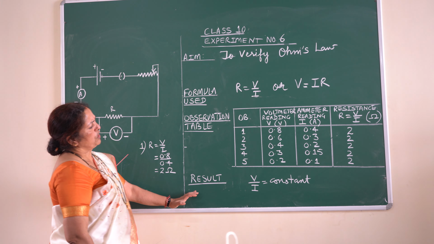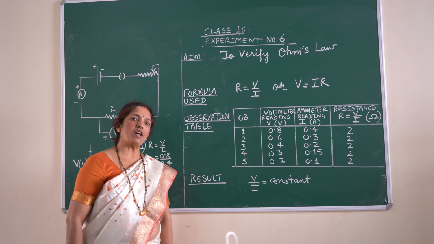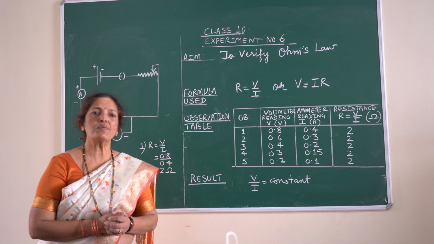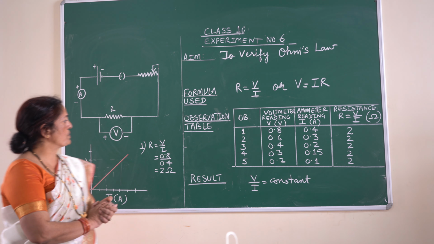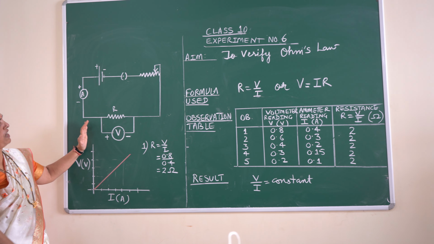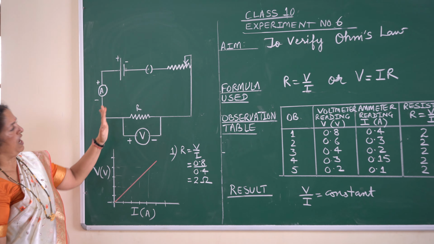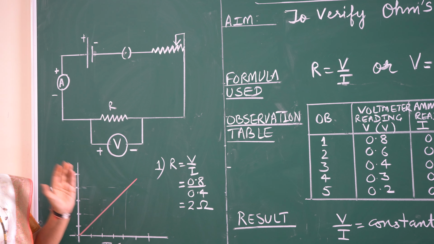In the result, you will be simply writing, since the ratio is coming out to be a constant, this verifies Ohm's law, and that we'll be doing after observations and all. We'll conclude this. For your circuit diagram, a general circuit diagram for the Ohm's law verification I have drawn for you. I'm indicating all the apparatus here.